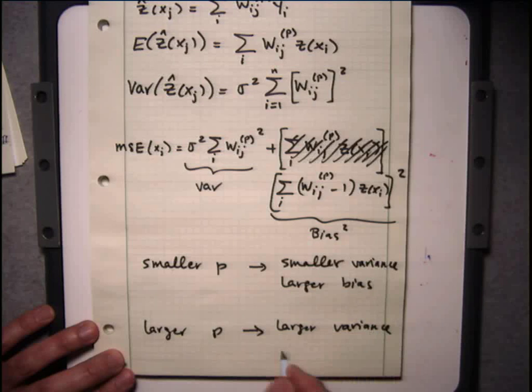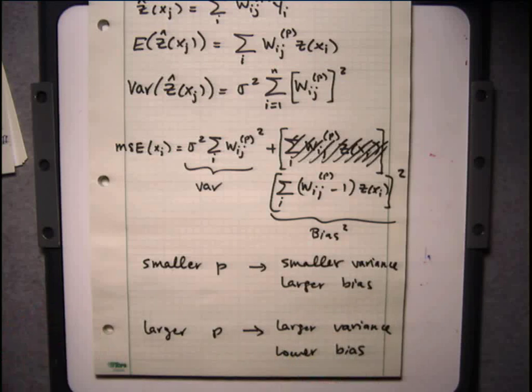Larger variance and lower bias. And this is intuitively not hard to see, because larger p means you have more terms in that local approximation. So what you're doing is allowing the curve more room to move around at every point where you're estimating. So you would naturally expect your curve to have more variance at any given point. And that's what this means.